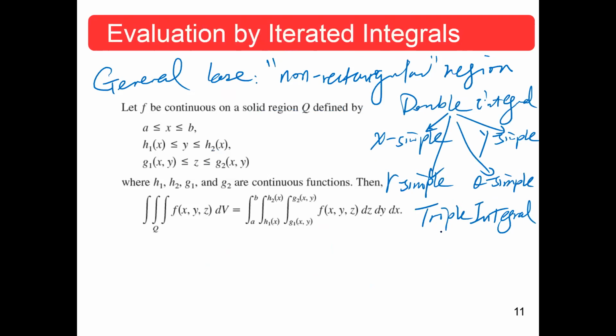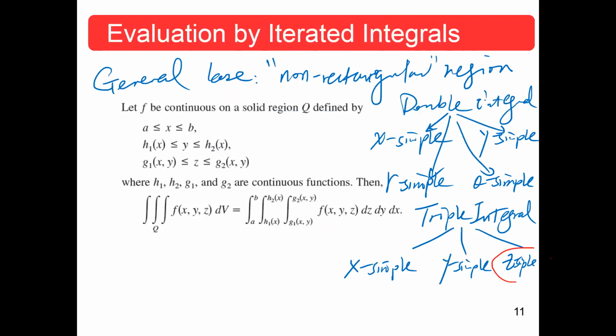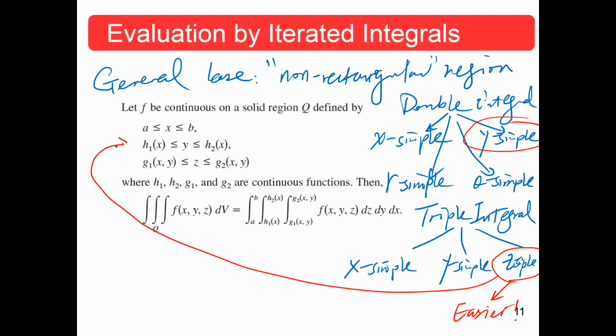if we're just using Cartesian, then we have X, Y, Z. So I can have X simple, Y simple, and Z simple regions. The one we use most often would be Z simple, actually, because that's the easy one. A lot of times this is easier. Kind of like in double integral, a lot of times we go Y simple region, right? So in triple integral, a lot of times we go Z simple region. So here is the definition of how you define Z simple region.